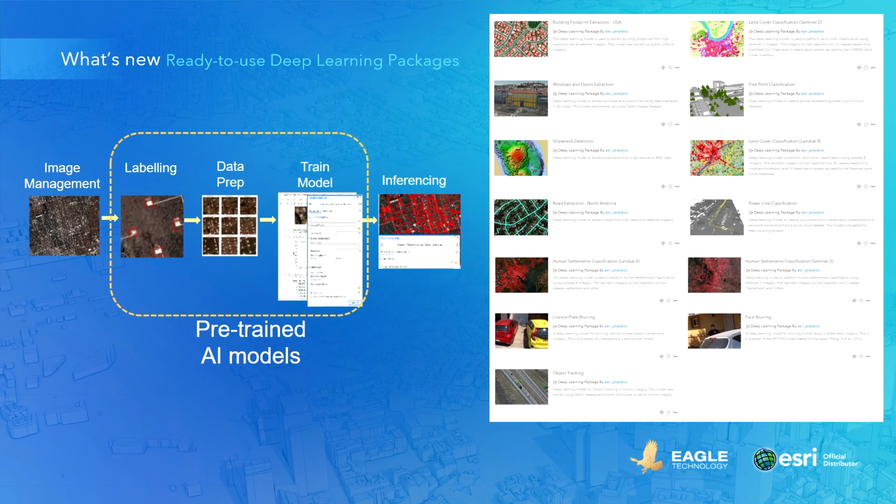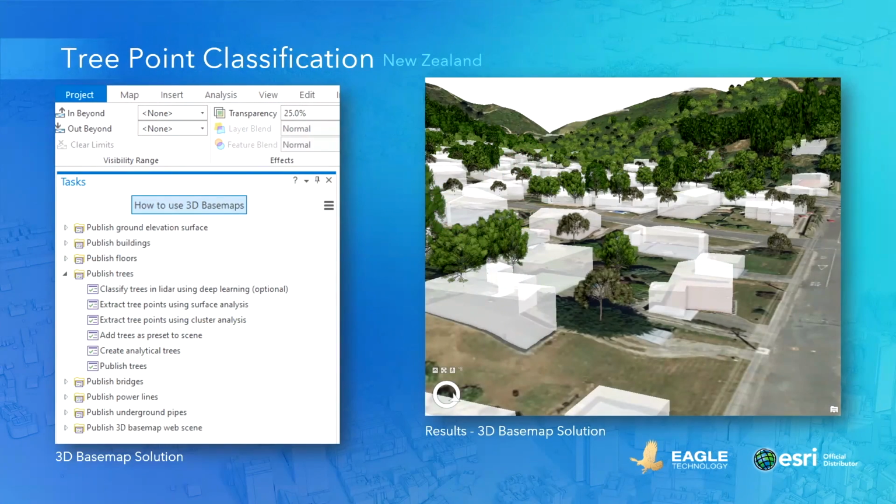We have tested the tree point classification model that is integrated in the 3D basemap solution on some recently captured New Zealand LiDAR. The solution takes you through the workflow step by step, and the results are pretty impressive, as you can see here. It allows you to enhance your 3D basemap and get information about tree sizes and volumes in your area.